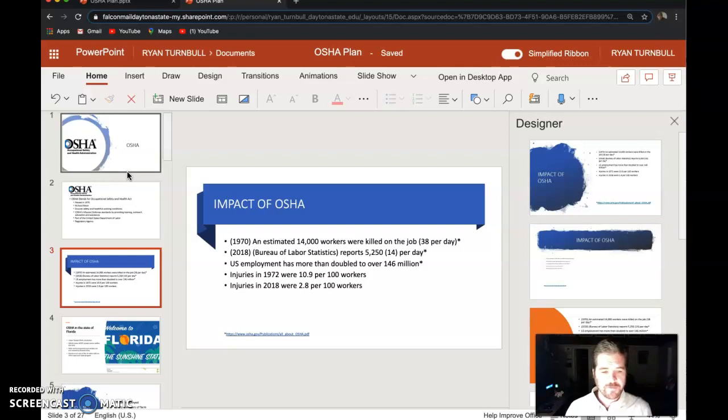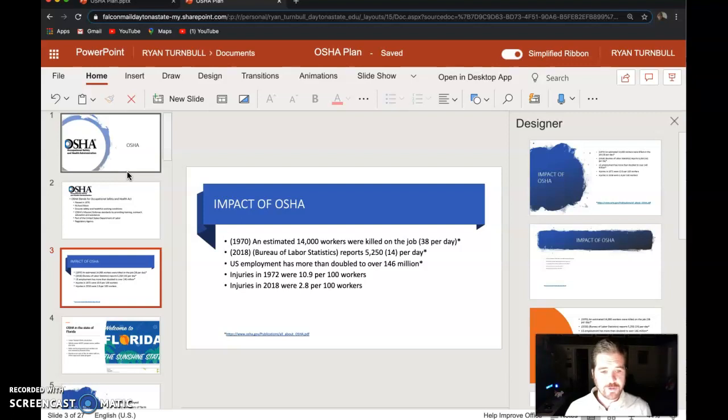About 50 years later, in 2018, and these numbers are coming from the Bureau of Labor Statistics. I found this on the website of OSHA.gov. In 2018, just over 5,000 workers were killed that year, 14 per day. So we went from 14,000 deaths per year in 1970 all the way down to just above 5,000 in 2018.